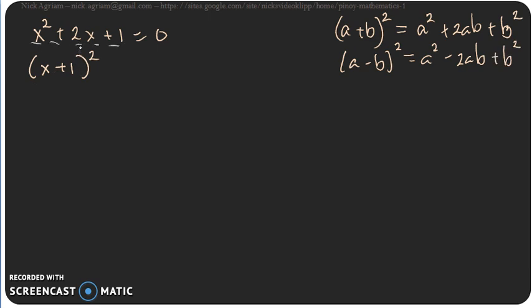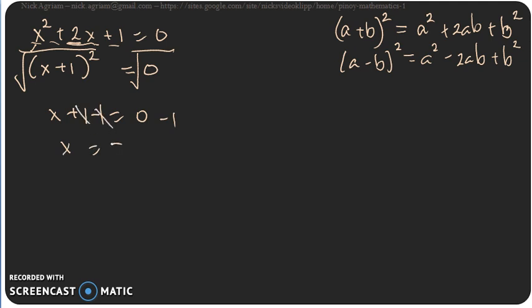So we have this one now. How could I know that that is a perfect square? Because the first term is a perfect square. The last term is also a perfect square. And if I multiply 1 times x times 2, then I will get 2x. That is equal to 0. And then we extract the square root of both sides. Then we have x plus 1 is equal to 0. And then we have minus 1 there, minus 1. And we have x is equal to negative 1.